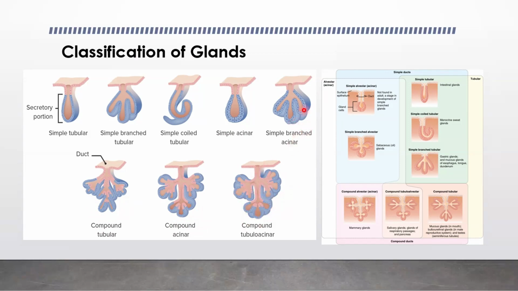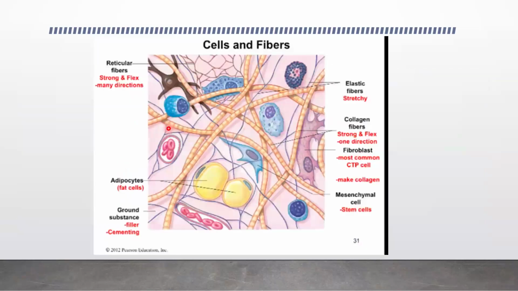For simple glands, a good example of simple tubular is the intestinal glands. A good example of a simple acinar is that you find it in simple branched glands in the body. And then for the simple coiled tubular glands, you'll find them in the merocrine sweat glands, as you saw earlier.